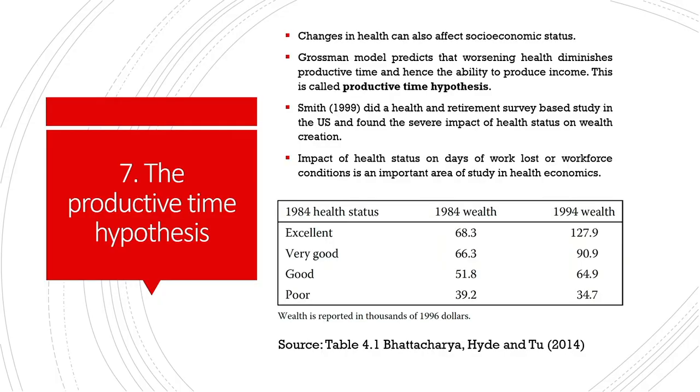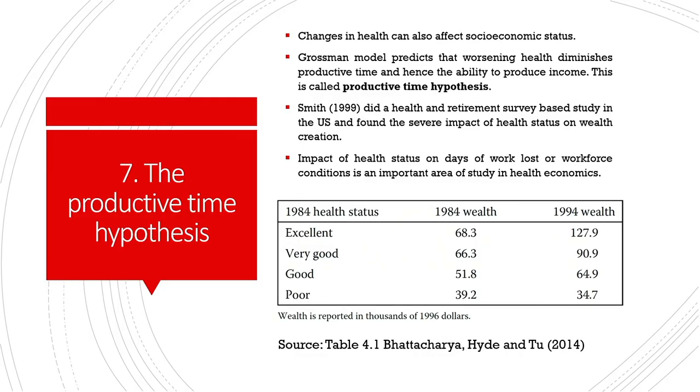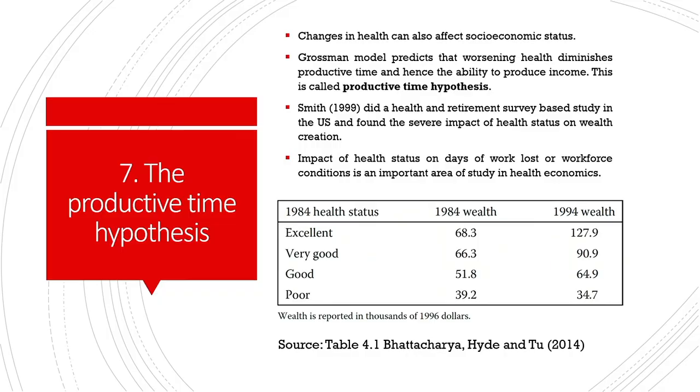So, the Grossman model predicts that worsening health diminishes productive time. So, if your rate of depreciation of health is very high, or if the aging process is intensified because of various processes, or your health conditions deteriorate because of various reasons, then the amount of productive time that you have declines, and hence the ability to produce income. So, health status has an important association with workforce status and with work time productivity. This is called the productive time hypothesis.